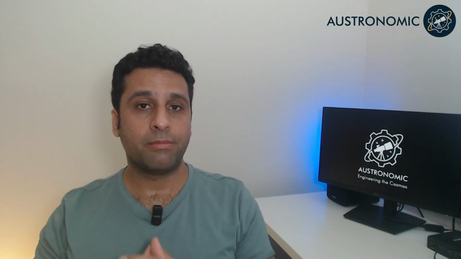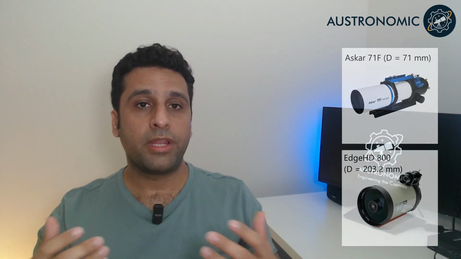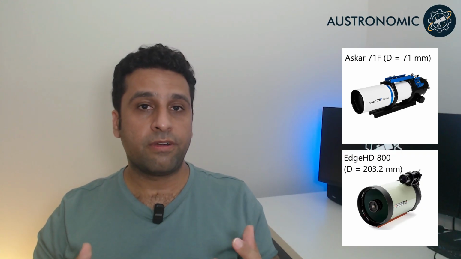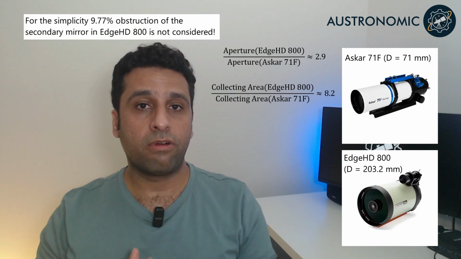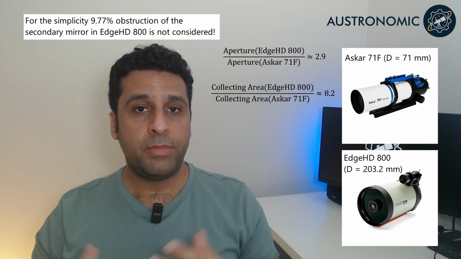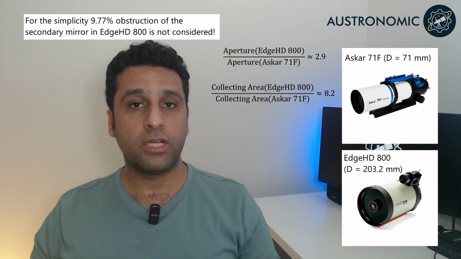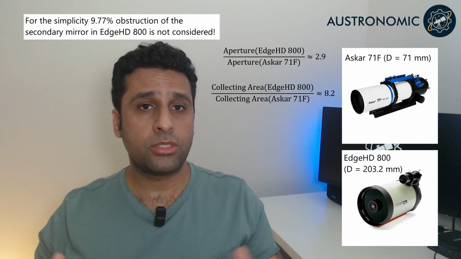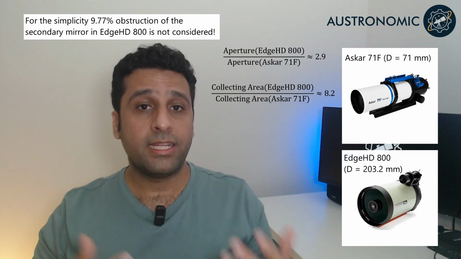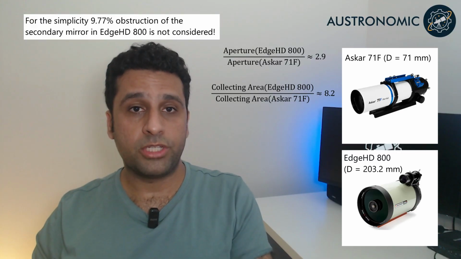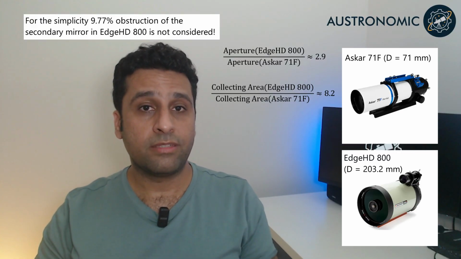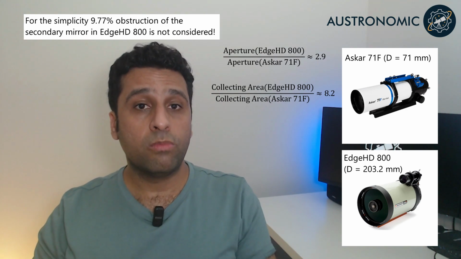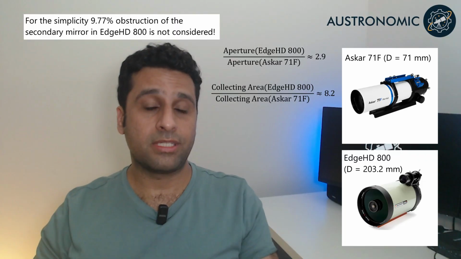Now consider an example. Consider ASCO 71F and Celestron HHD 800. These differ in aperture diameter by a factor of roughly 2.9. Because collecting area scales with the square of diameter, their light gathering power differs by a factor of just over 8 to 1. It means under identical conditions targeting the same object, the HHD 800, which is bigger than ASCO 71F, accumulates roughly 8 times more photons per second than the ASCO 71F.